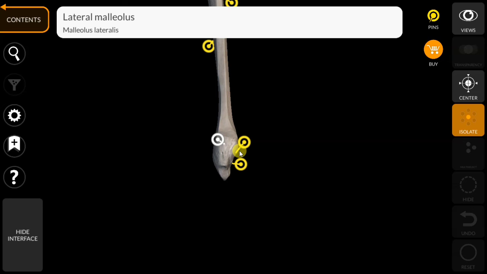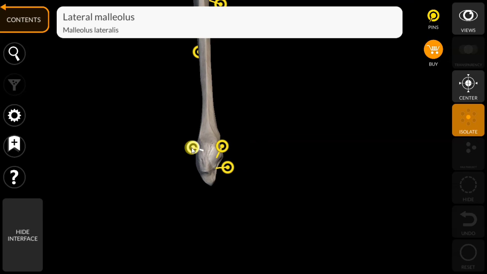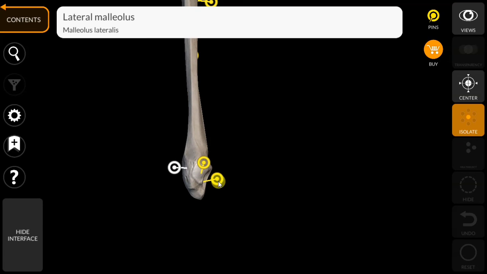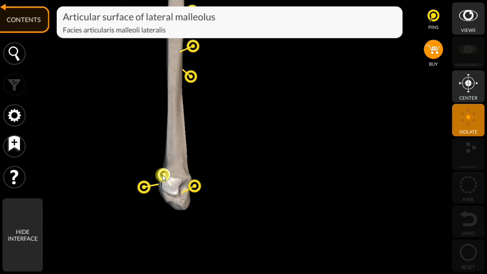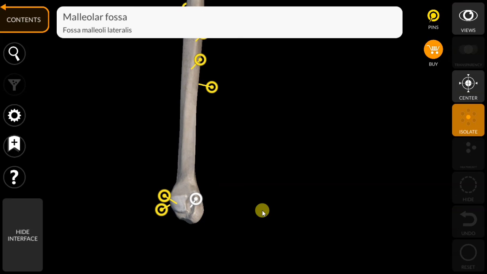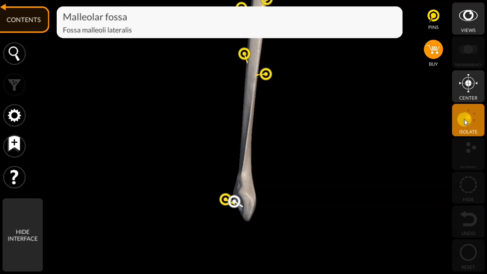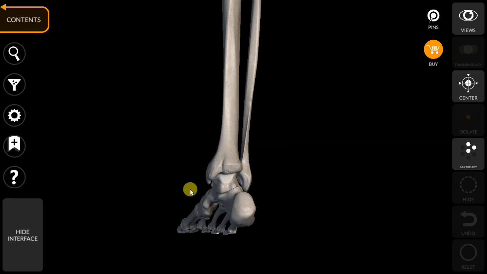Now come to the lateral malleolus. In the tibia we have seen that there was a medial malleolus which points toward the medial side, but in the fibula there is a lateral malleolus which points toward the lateral side, so it will be helpful in determining the side of the fibula. There is an articular facet or articular surface for the lateral malleolus. It will articulate with the tibia here and form the inferior tibiofibular or distal tibiofibular joint. There is a malleolar fossa. So these were the features of the fibula.